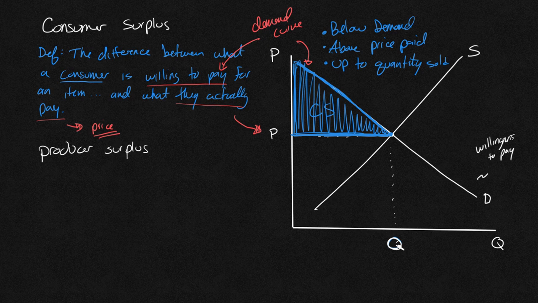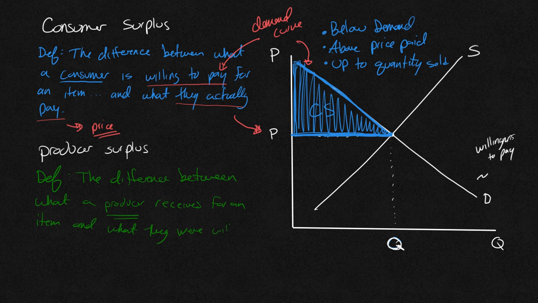Now let's go ahead and talk about producer surplus. We'll start with the definition. The definition is going to be the difference between what a producer, this makes sense, producer surplus must be a producer, the difference between what a producer receives for an item and what they were willing to receive.